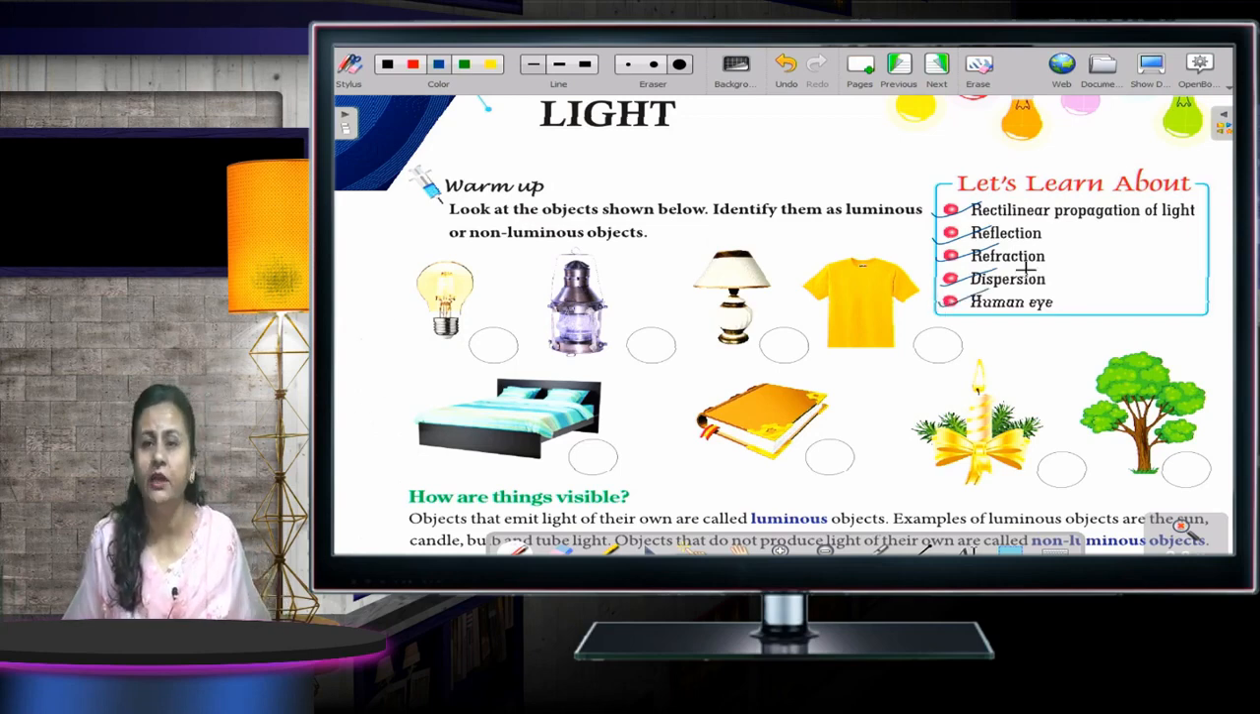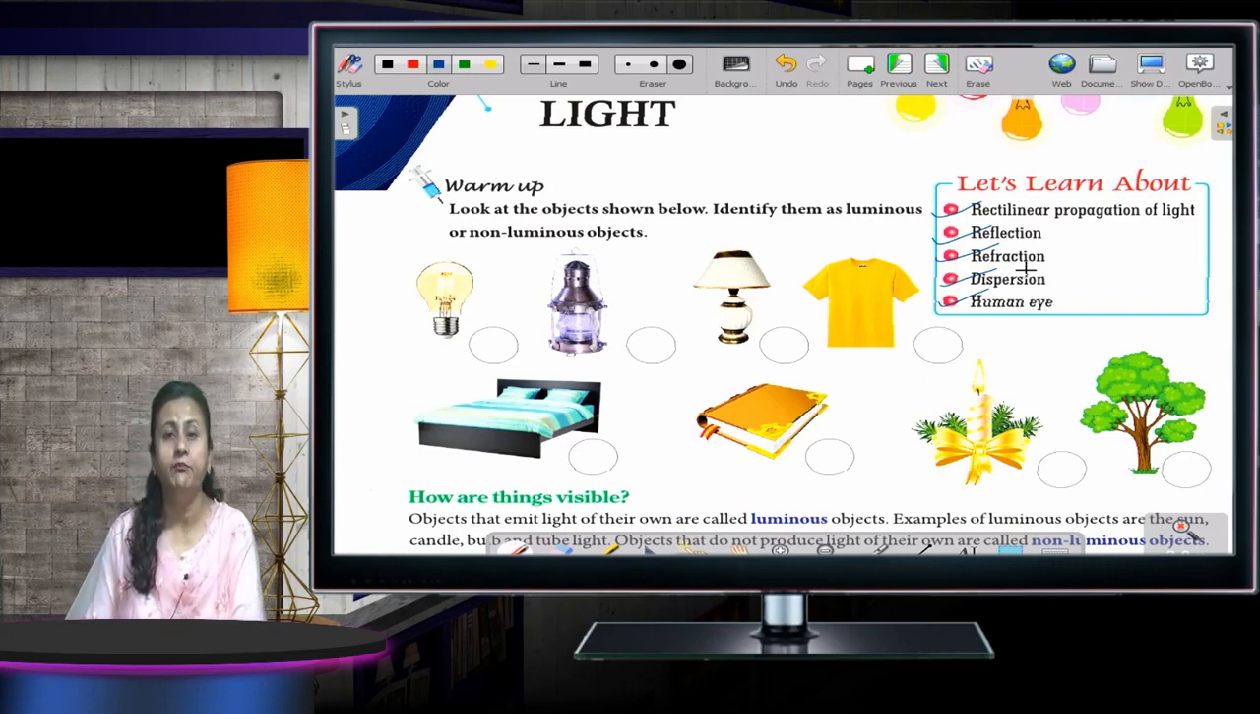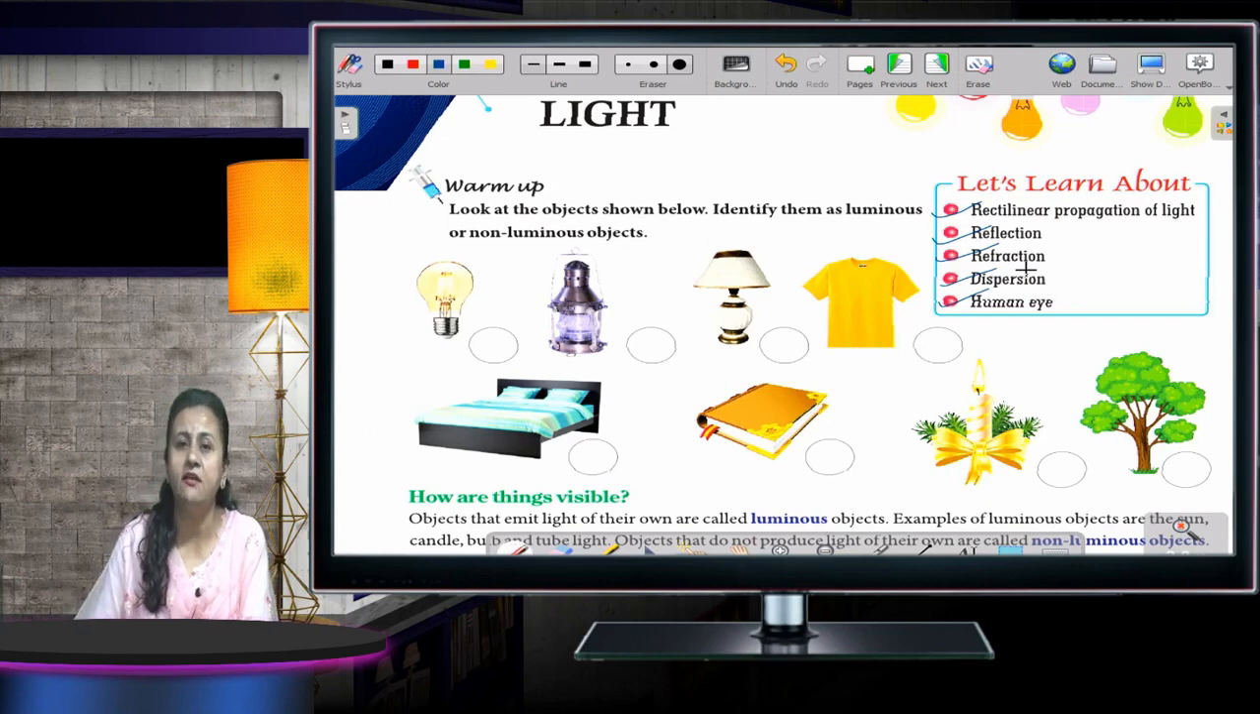Children, right now you are able to see me. Why? Because I am standing under the light. In case the room is dark and I am standing, you won't be able to see me. The reason behind it is that there is no light. So light is a medium which makes things visible to us. Let's start the chapter now.